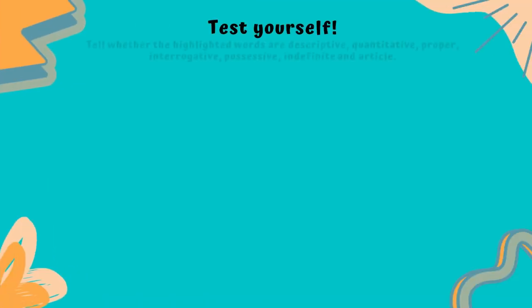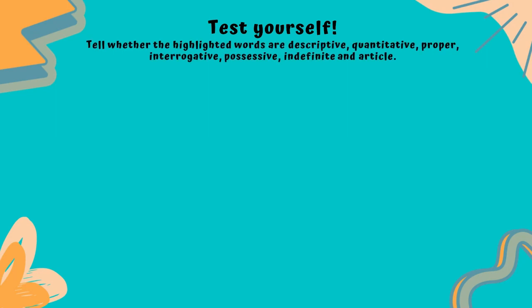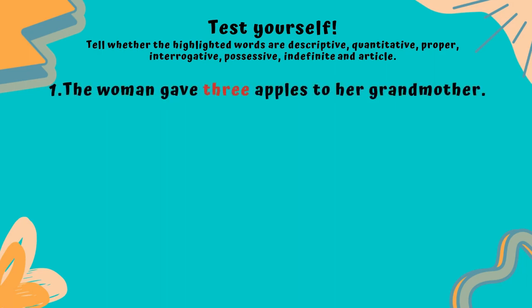Now, let's test ourselves. Let's have a short exercise. Let's tell whether the highlighted words are descriptive, quantitative, proper, interrogative, possessive, indefinite, or article. Now let's have the first one. The woman gave 3 apples to her grandmother. Our highlighted word is 3. The adjective 3 is an example of a quantitative adjective.